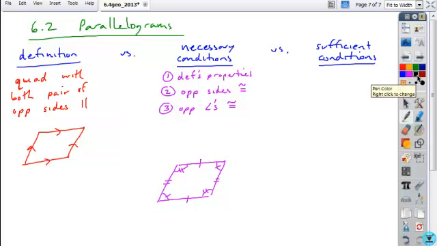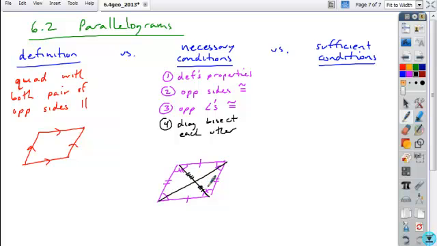And then we also know that the diagonals bisect each other. And so if I draw in my diagonals here, these two portions of the diagonal are equal, and these two portions are equal. The diagonals bisect one another. So those are three additional properties that are true for all parallelograms, okay, beyond what's in the definition. So we build up from the definition into just the properties that exist.